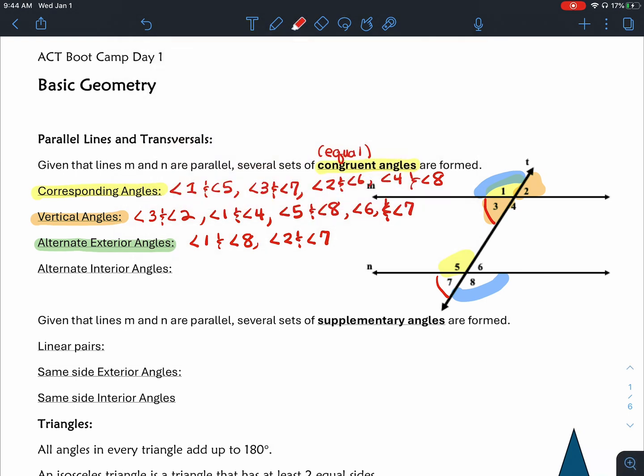Okay, and finally, we are talking about alternate interior angles. So now we're talking about the angles here in the interior of the 2 parallel lines. But once again, the word alternate means they have to be on alternate sides.